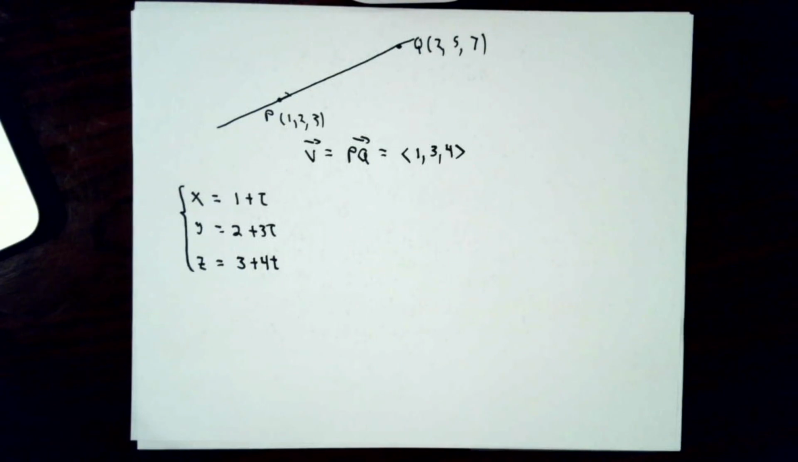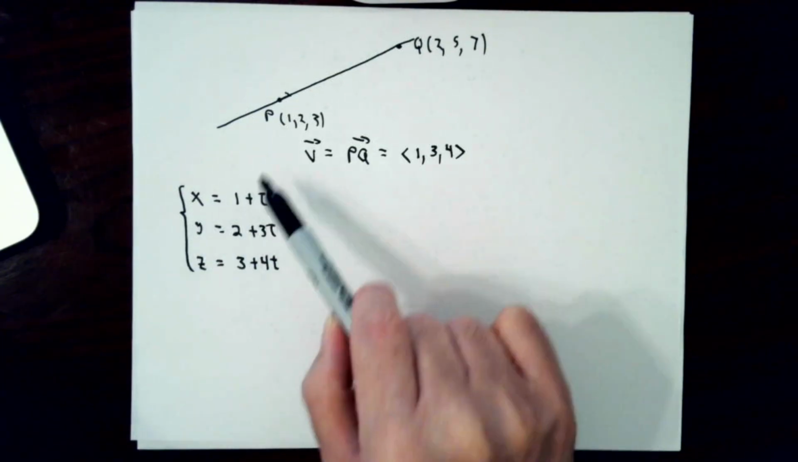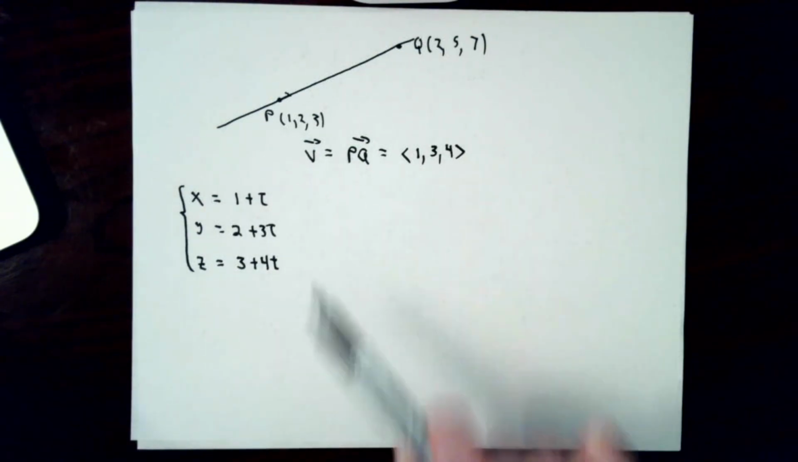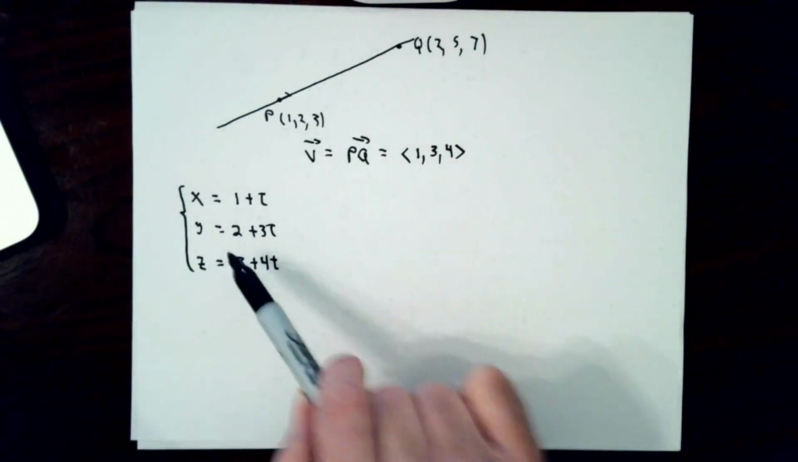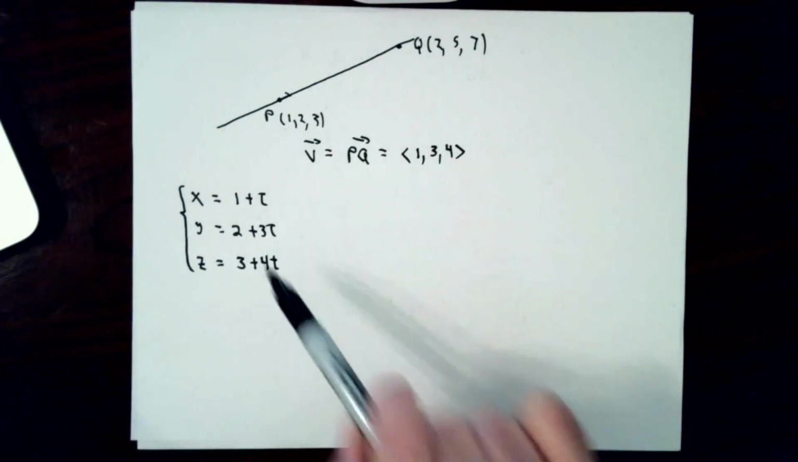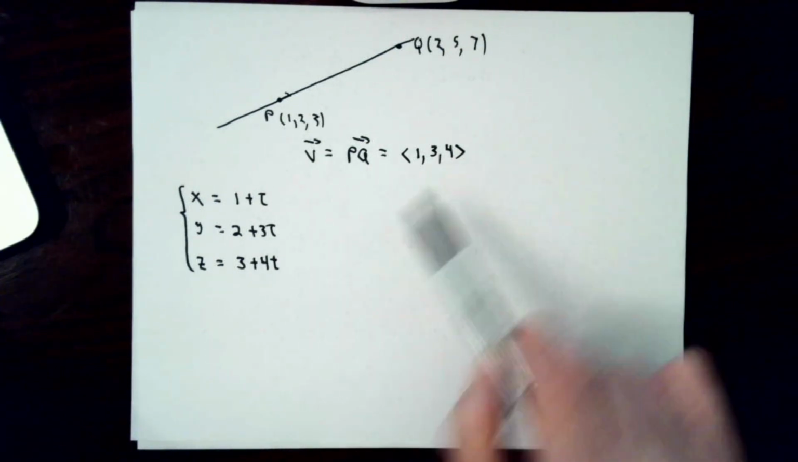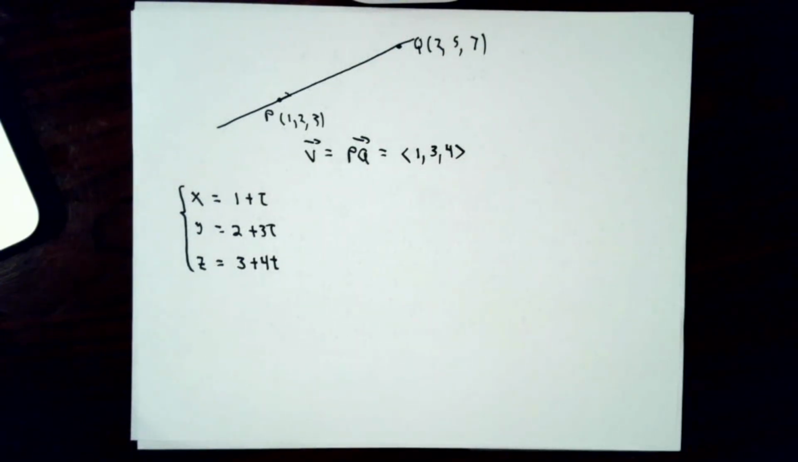I can write down, using point P for my reference point, x is 1 plus 1 times t, y is 2 plus 3 times t, and z is 3 plus 4 times t. It's worth mentioning that I could have picked the other point to use as my representative point. Then I would have gotten different looking equations.